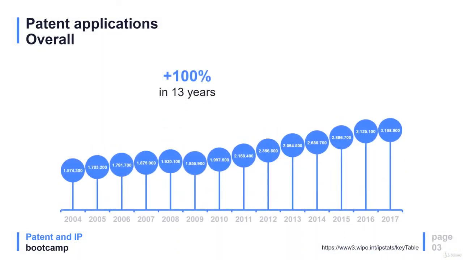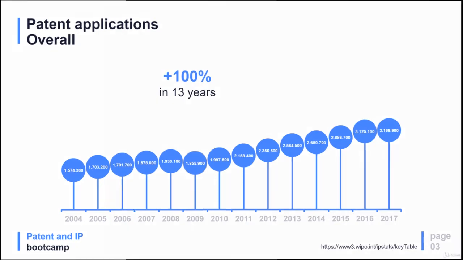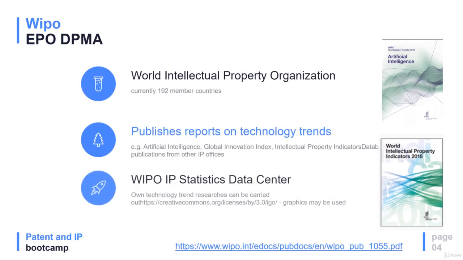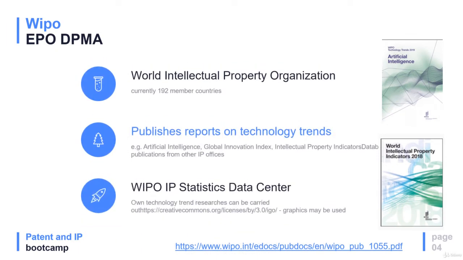In my course, we start with numbers about the relevance and facts about patents, and I will show you, for example, where you can find these numbers. Then I will show you how you can do technology trend analysis and where you can find data for it.